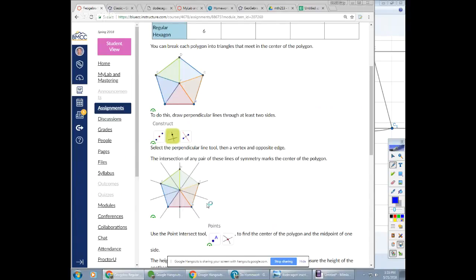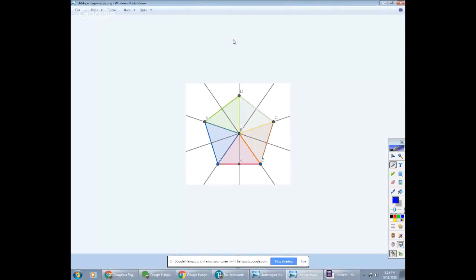And zoom in on this one. So here I've broken up my pentagon into triangles, but to do that I had to find the center first. To find the center, I had to draw a bunch of lines of symmetry, and it turns out lines of symmetry always meet in the middle. It's kind of nice, at least on a regular polygon.